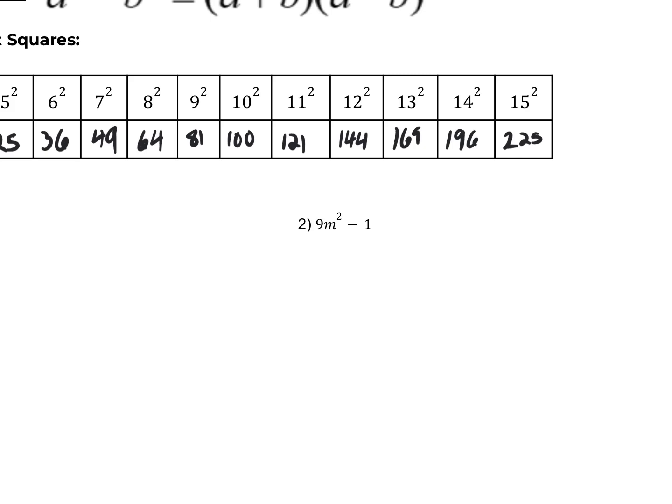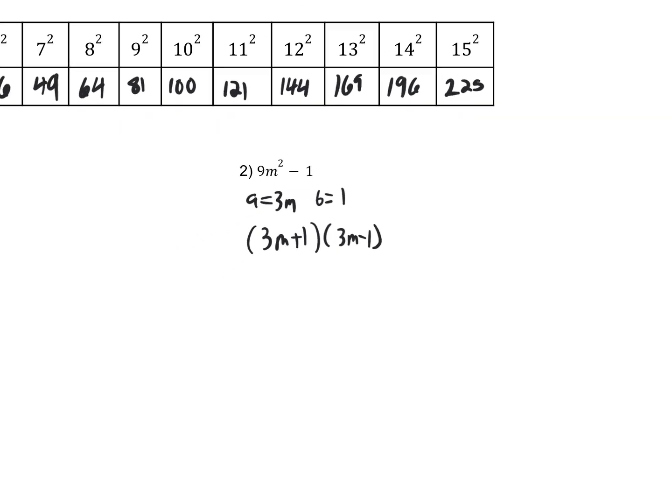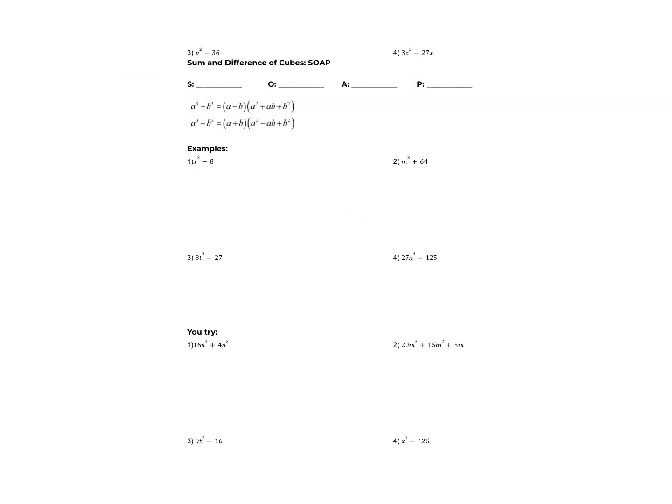9m squared minus 1, everything there is a perfect square, so what I'm going to do is go ahead and label my a and my b. My a is the square root of 9m squared, so 3m. My b is the square root of 1, which is 1. And I'm going to write 3m plus 1 and 3m minus 1. All right, that does it for page 1.